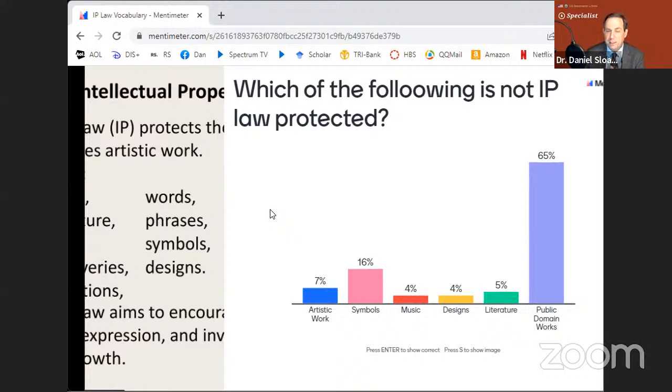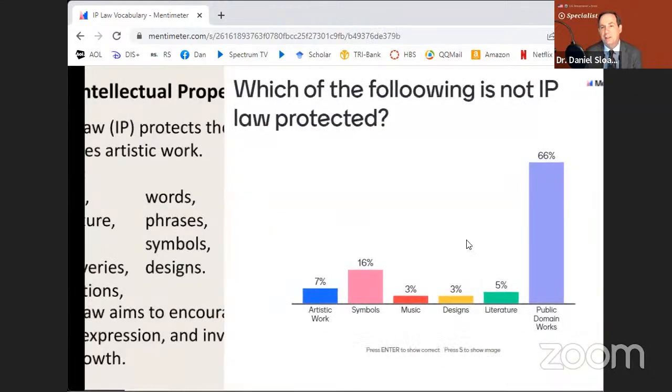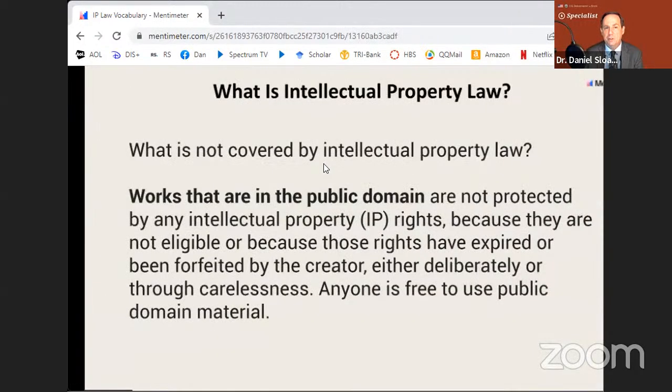So it's fantastic. Okay, so it looks like we have a majority that have public domain works. So which of the following is not IP law protected? And that is correct. It is the public domain works are not protected. And we're going to talk about that in another slide here. So which is not covered by intellectual property law? Works that are in the public domain.